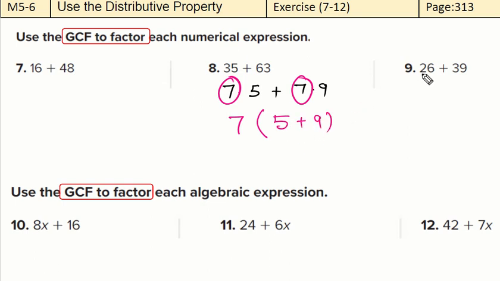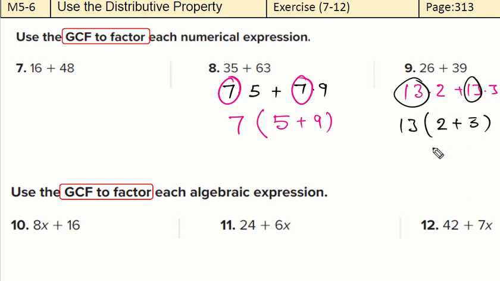Similarly here you have 26 and 39. So 26 is 13 times 2 and 39 is 13 times 3. As I can see, 13 is my greatest common factor. So 13 is out and then 2 plus 3 inside, in the form of the distributive property. Great. Okay, now next we have: use the GCF to factor each algebraic expression.